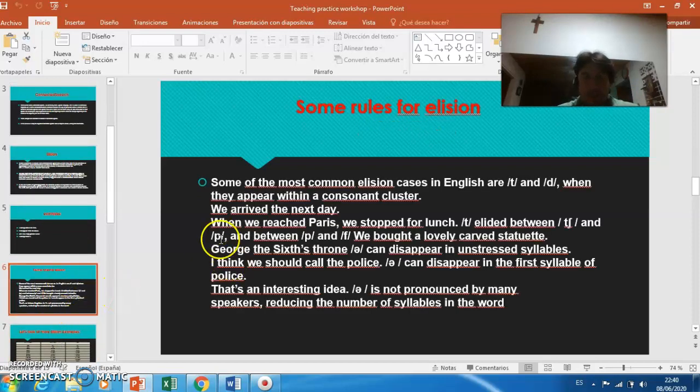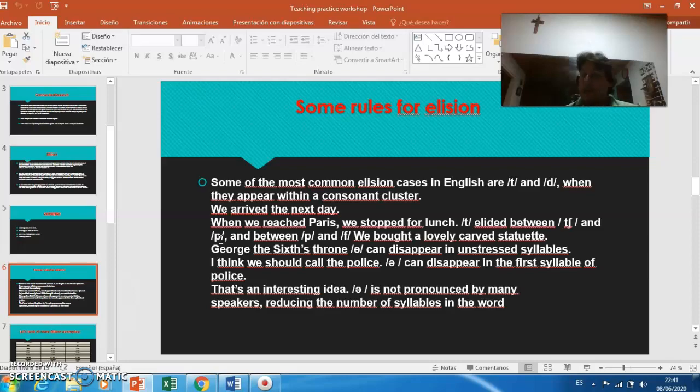Let me give you some rules of elision. Some of the most common elision cases in English are: when they appear within a consonant cluster, we arrive the next day. When we reach Paris, we stopped for lunch. The sound elides between the sounds, and we bought a lovely curved statue. Sounds can disappear in unstressed syllables.